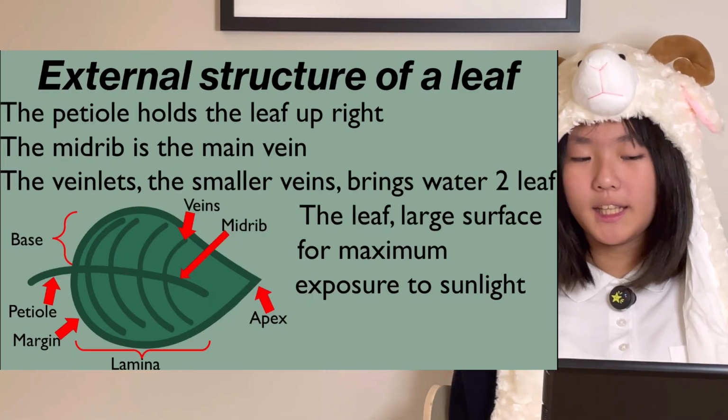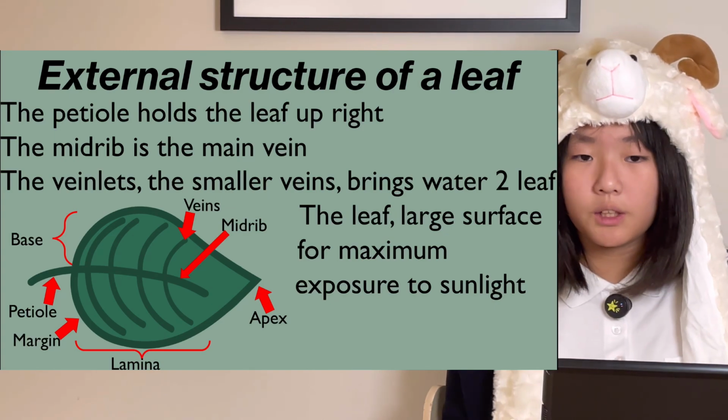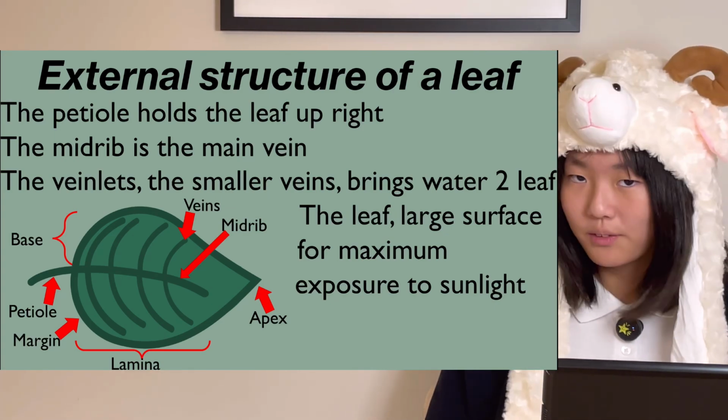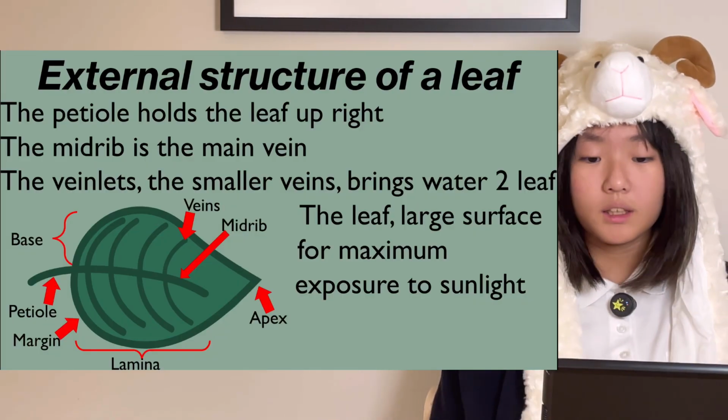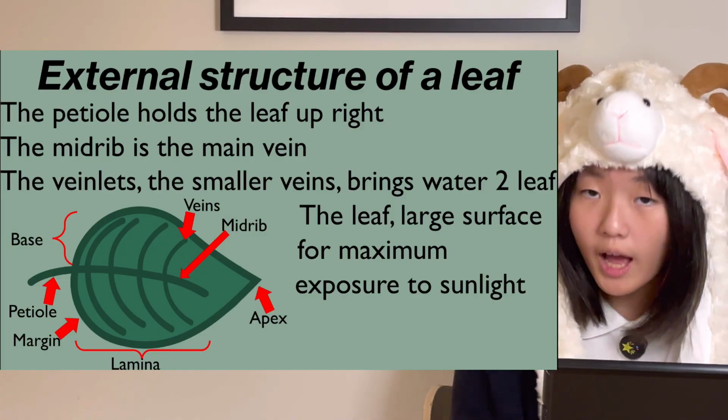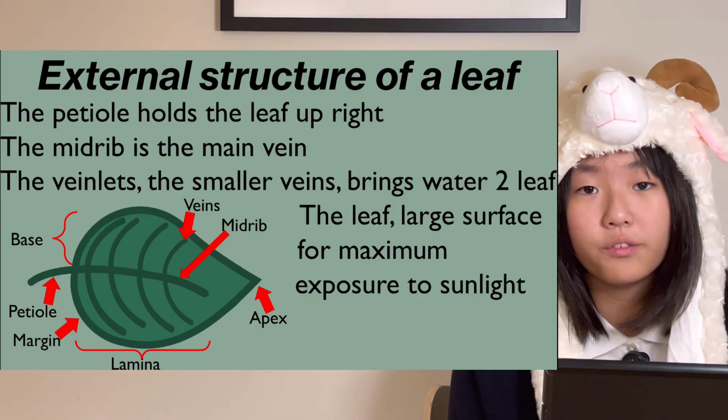Now, I will tell you what each thing does. The petiole holds the leaf upright. The midrib is the main vein. The veinlets, the smaller veins, bring water to the leaf. The leaf has a large surface for maximum exposure to sunlight. As you can tell, leaves are very evolved for photosynthesis.